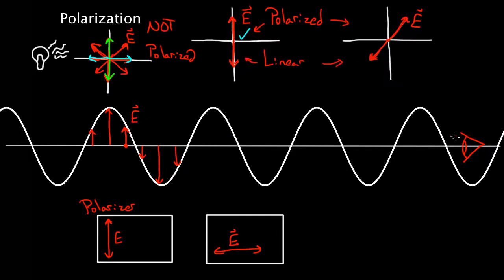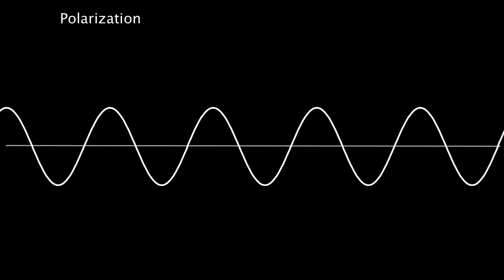You can get circular polarized light. So if we come back to here, we've got our electric field pointing up like that. Now let's say we sent in another light ray that also had a polarization, but not in this direction. Let's say our other light ray had polarization in this direction. So it looks like this.